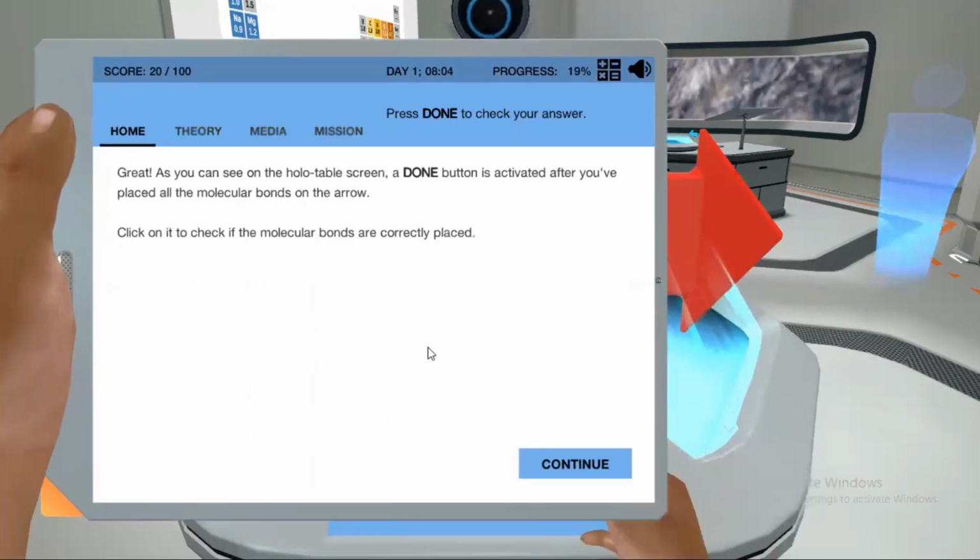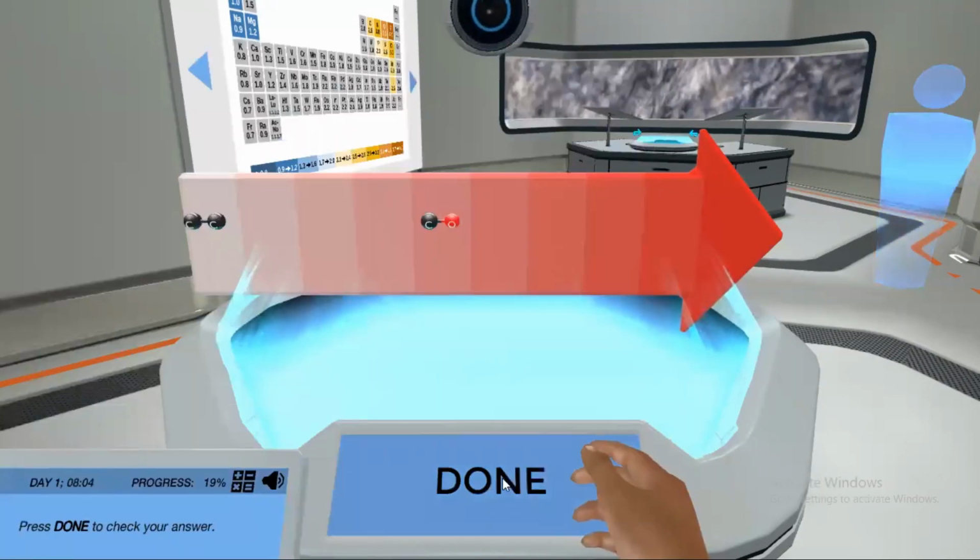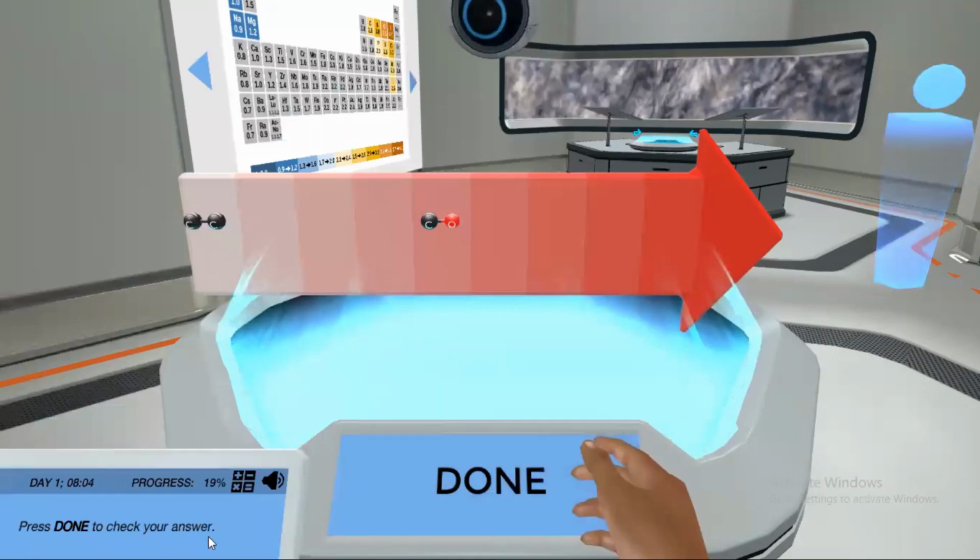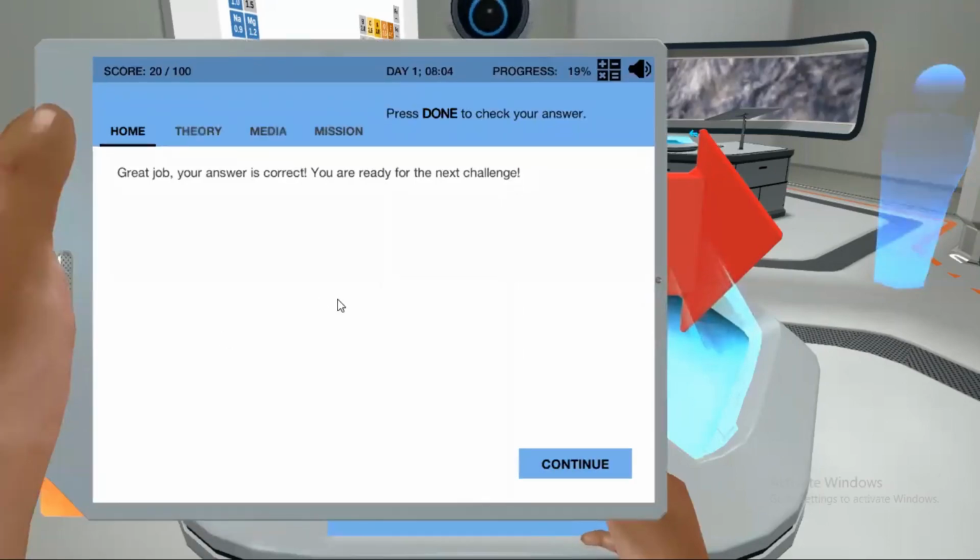Great! As you can see on the hollow table screen, a Done button is activated after you've placed all the molecular bonds on the arrow. Click on it to check if the molecular bonds are correctly placed. Press Done to check it. Great job! Your answer is correct. You are ready for the next challenge.